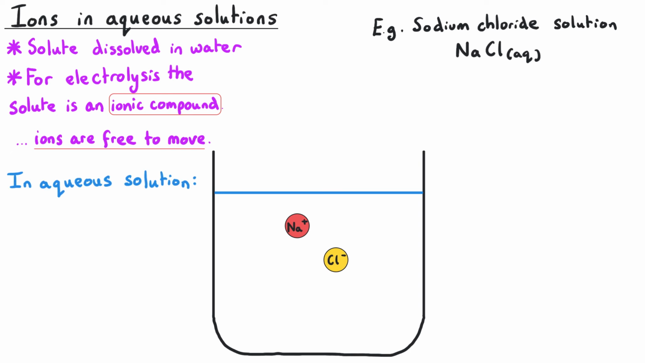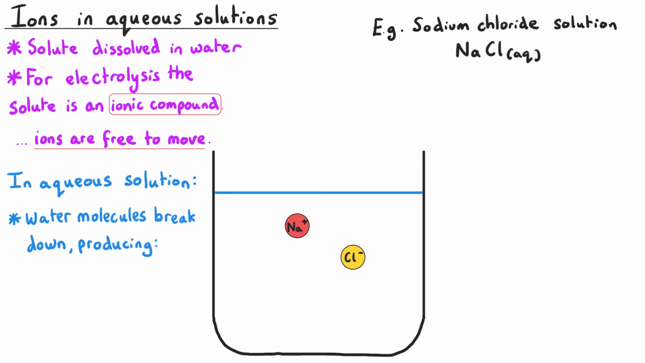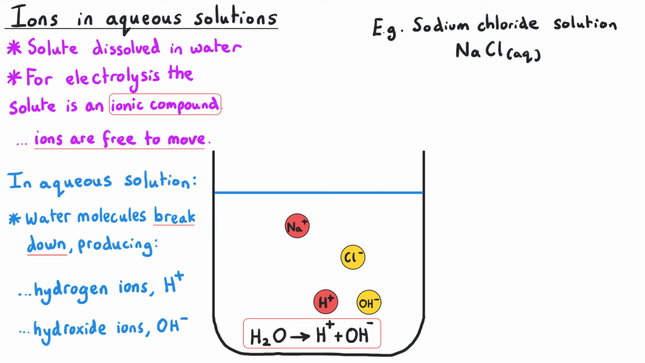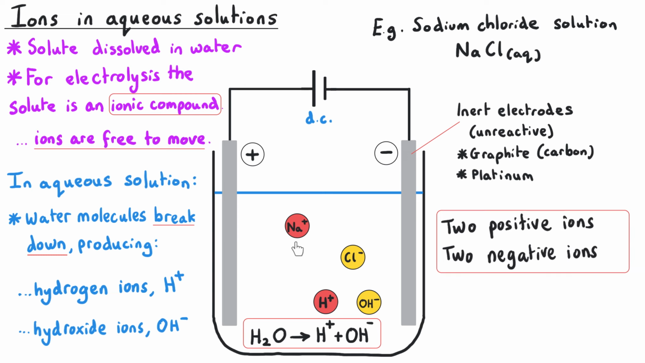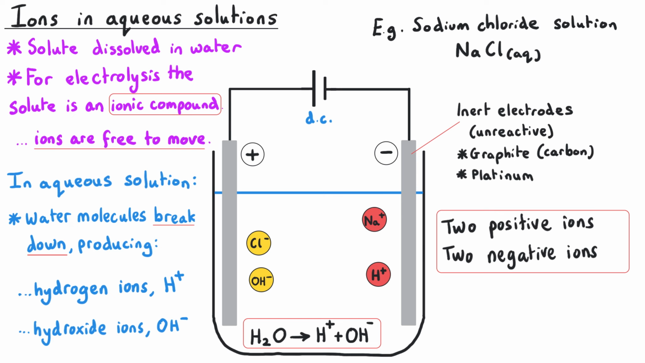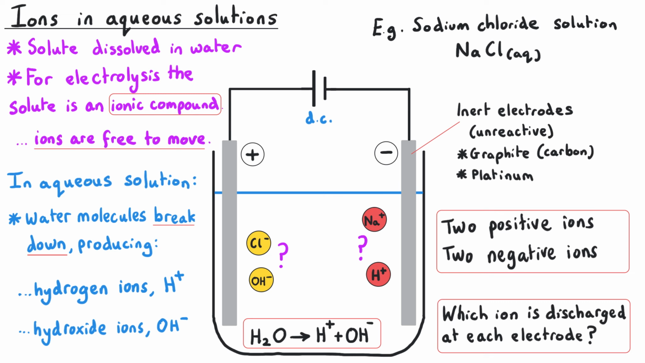In an aqueous solution, the water molecules themselves break down, and this produces hydrogen ions, H+, and hydroxide ions, OH-. I'm showing an equation for this breakdown inside the beaker itself. When you carry out electrolysis on an aqueous solution by putting in your electrodes connected to leads and your DC power supply, this creates an issue, since there are two positive ions, both attracted to the negative electrode, and also two negative ions, both attracted to the positive electrode. But only one of each type of ion gets discharged. And so that raises a really important question. Which ion gets discharged at each electrode?